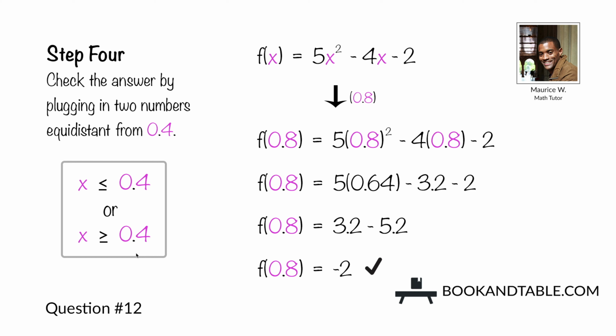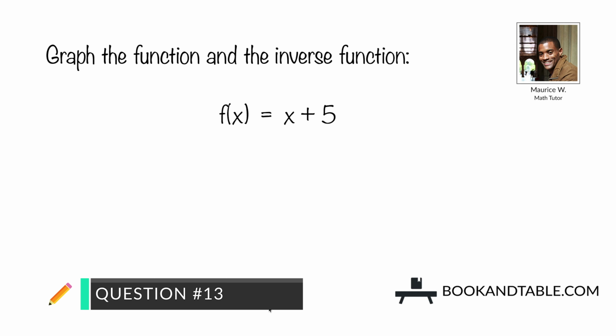x can be restricted for x is less than or equal to 0.4, or x is greater than or equal to 0.4. So that is the answer to question number 12. Let's now have a look at question number 13.